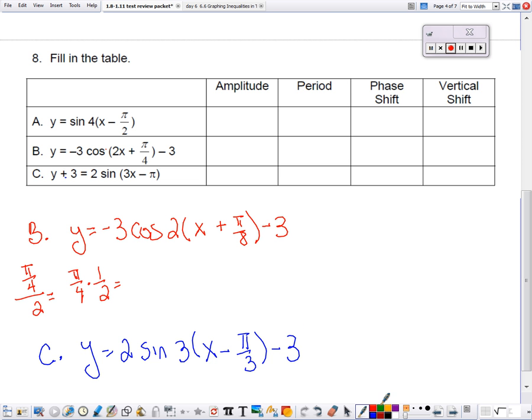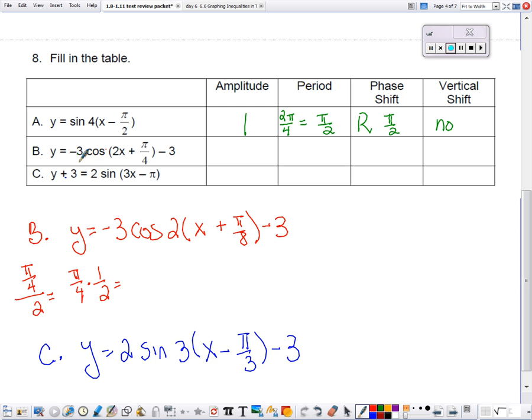Okay, so now I can fill in my values. Amplitude is 1. The period is 2 pi over b. So in this case, that's pi over 2. My phase shift is to the right, pi over 2, and there is no vertical shift.